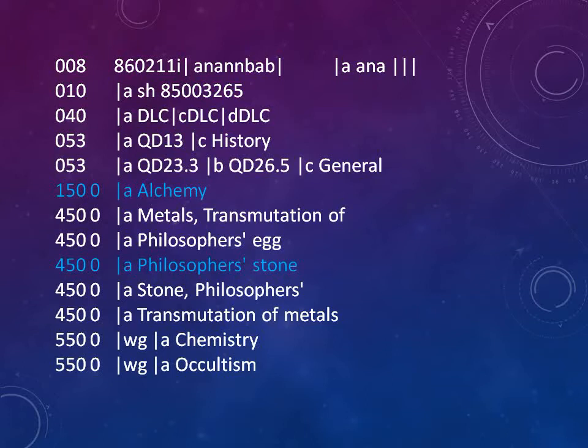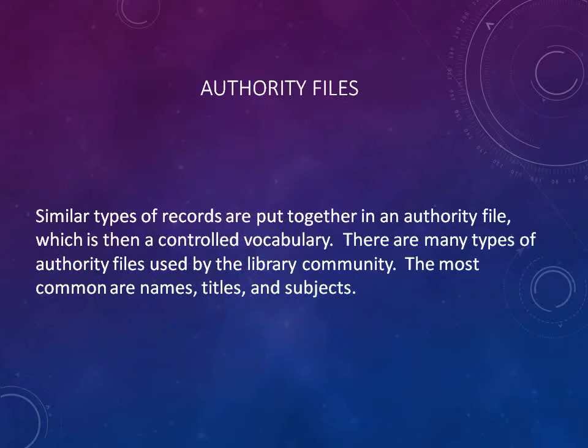Now in subject here you can see this is a 150 tag instead of a 100. That's because this is a subject and they use 150. In MARC records, the numeric tag and the subfield codes provide part of the metadata to identify the type of the entity that's in the record. So when similar types of authority records are gathered together, they become an authority file, which is a type of controlled vocabulary. Authority files are sponsored by many different groups and encompass many different types of vocabularies.